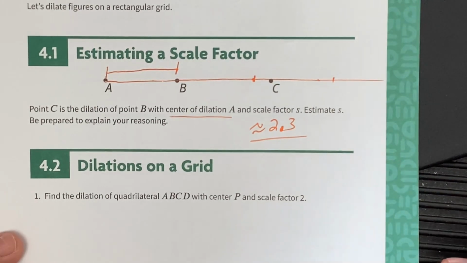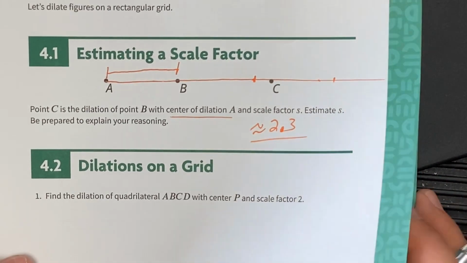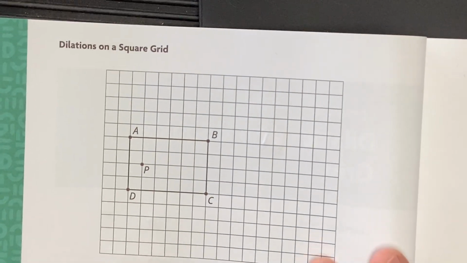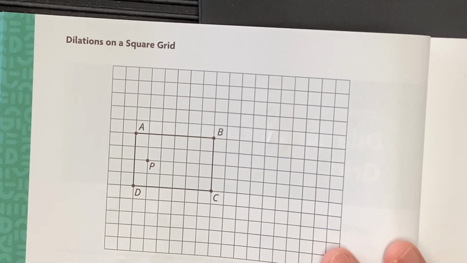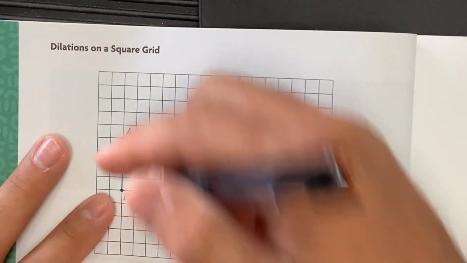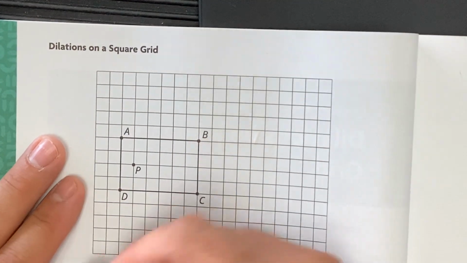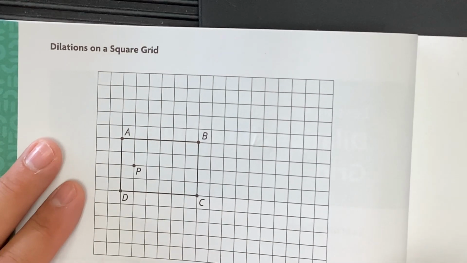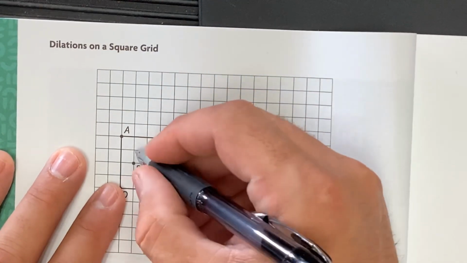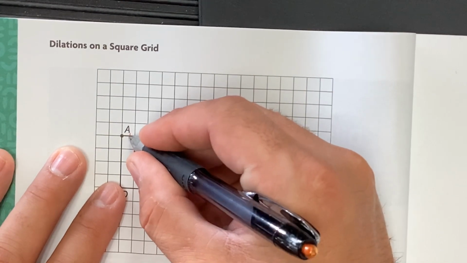Okay, dilations on a grid. Find a dilation of center P with a scale factor of 2. Okay, scale factor of 2, so I need to make this shape twice as big. Couple different options. I could, again, draw all my lines, right? But what's nice about a square grid is I can kind of mark how far I move.